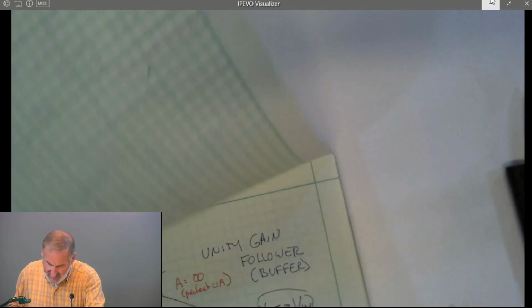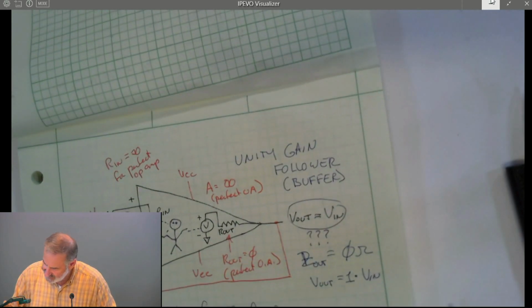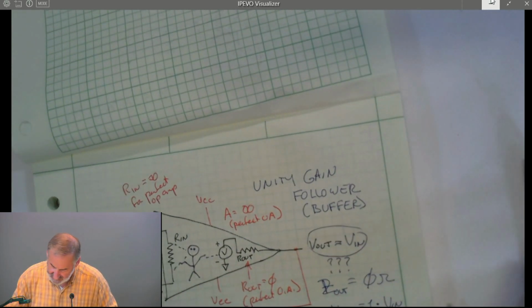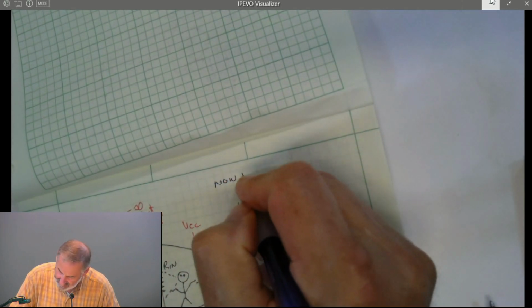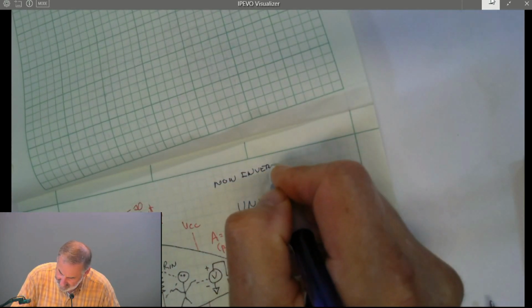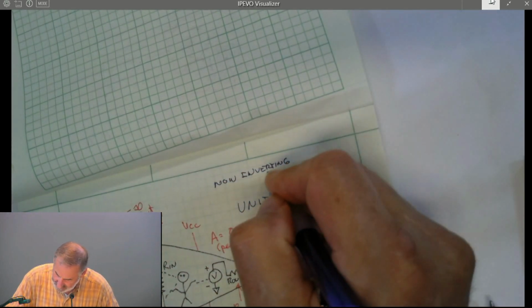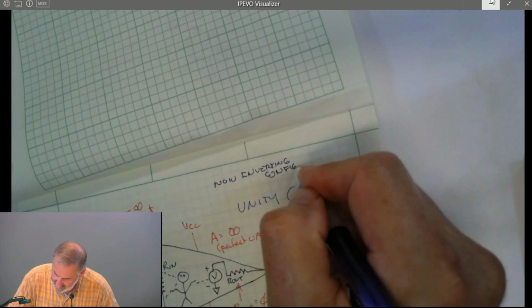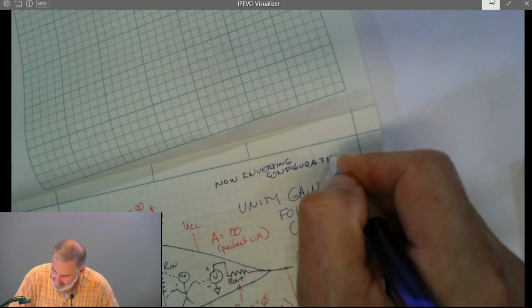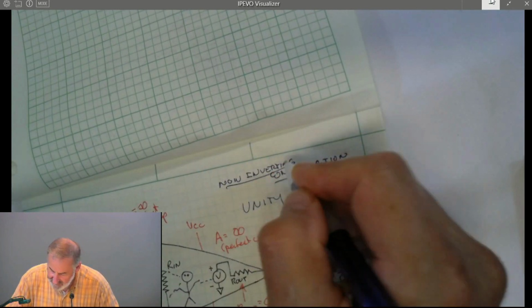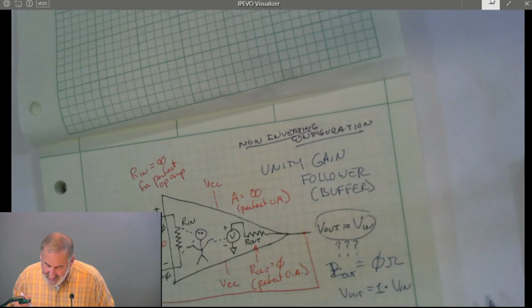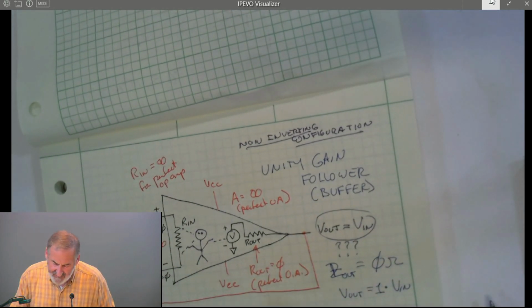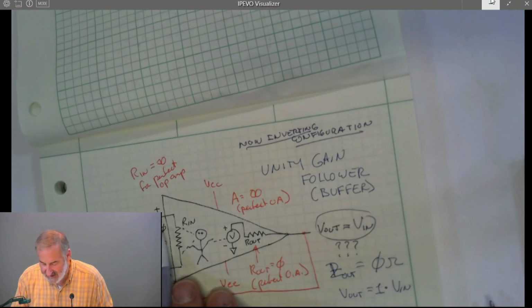This is called a non-inverting configuration. And it's not inverting because the polarity of the output is the same as the polarity of the input. And you can usually tell it's a non-inverting configuration by the fact that the input is connected directly to the positive input of the op amp.